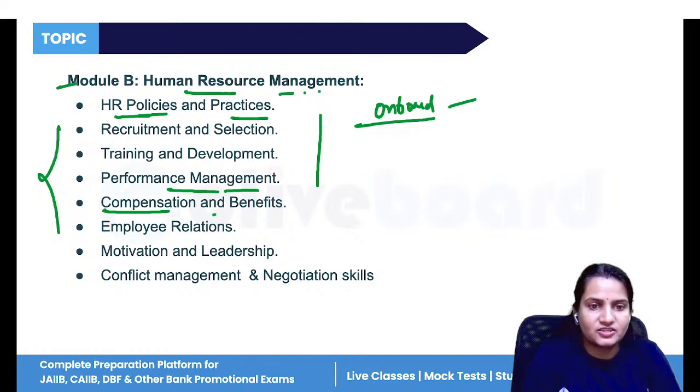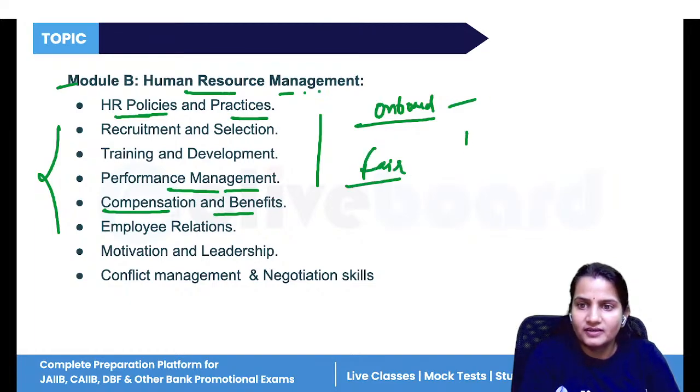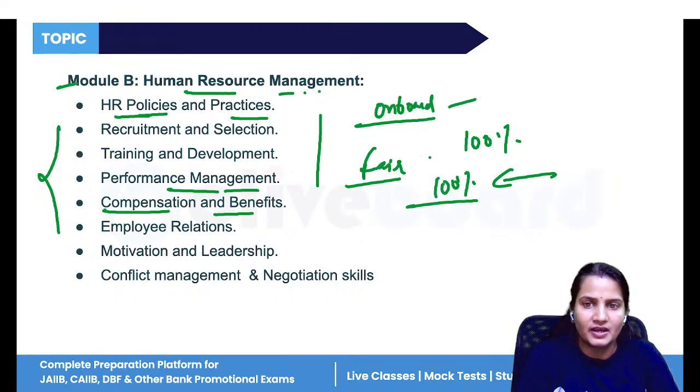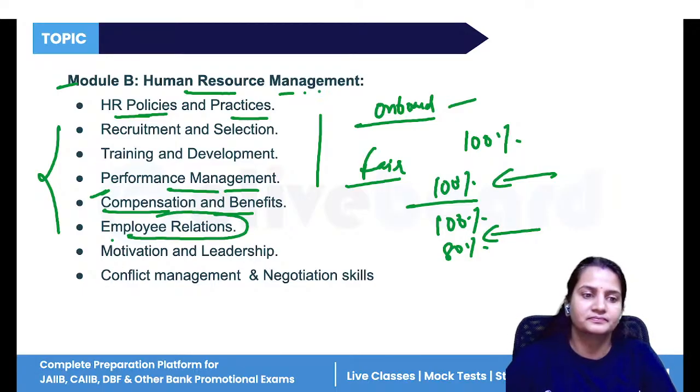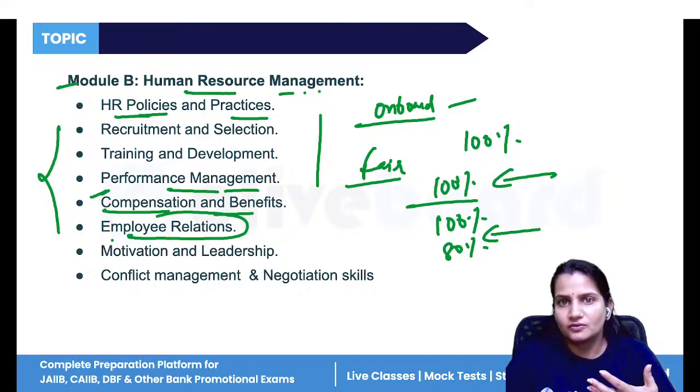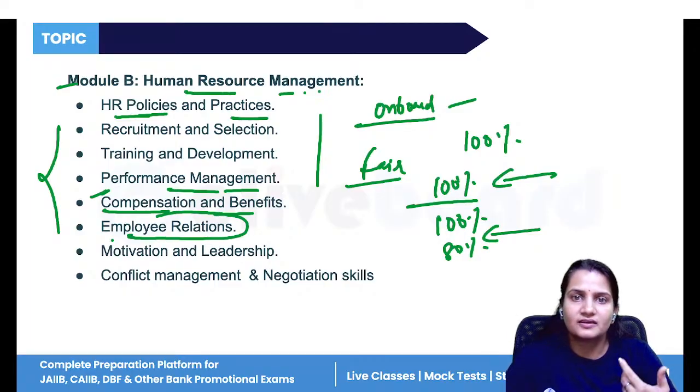Then compensation and benefit. Fair compensation should be provided. If your employee is giving 100% in the company, then you have to give them 100% salary, 100% wages. It should not happen that the employee is giving 100% and you are giving wages of just 80%. So there should be fair compensation. How relations have to be maintained between employees, how you will motivate your people so that they can be retained in your company. Then how to manage conflict in the company.